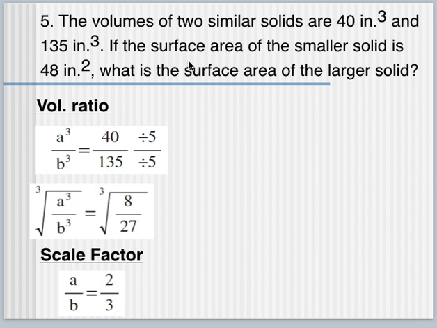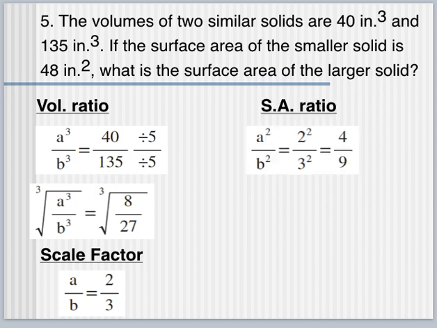They're asking for the surface area of the larger solid. Since they're asking about surface area, we need the surface area ratio, and you get that by squaring the scale factor that you figured out.